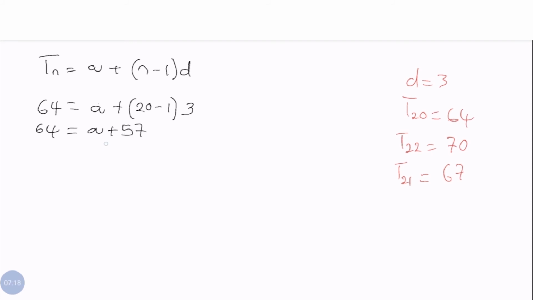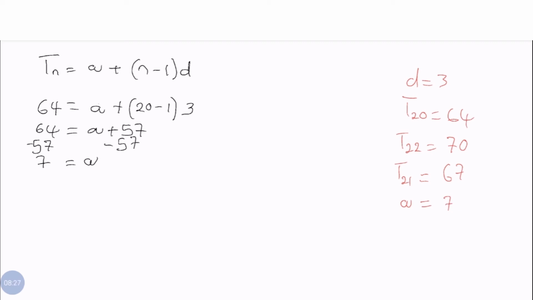Now let us take the 57 from the right hand side to the left hand side. We subtract 57 and subtract 57 this side as well. Now we will be left with A equal to 64 minus 57, that is 7. Therefore, now we know our A. A is equal to 7.